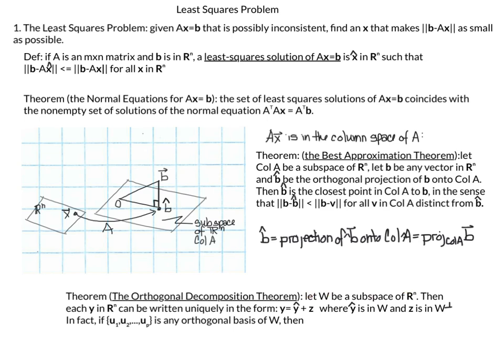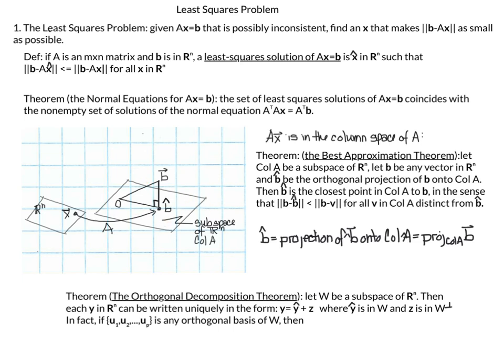So let W be a subspace of Rn. Again, we're talking about the column space of A. Then each Y in Rn, in our case a B, can be written uniquely in the form B equals Y hat plus Z, where Y hat is in W and Z is in W perp. So this theorem says we can decompose the vector B into the addition of two vectors: one in W, that's B hat, which is in the column space of A, and another that's perpendicular to our subspace W, in this case perpendicular to the column space of A.